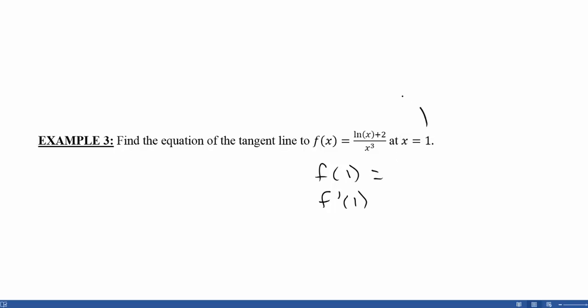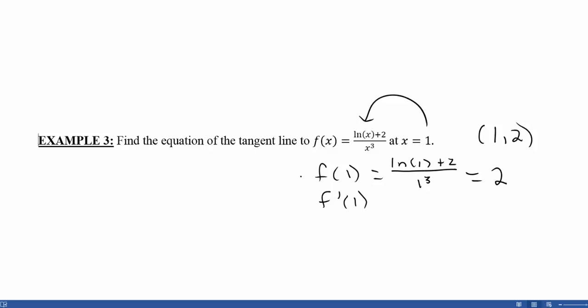f of 1 means I'm going to plug 1 into the original function. So that means I'm going to have the natural log of 1 plus 2 all divided by 1 cubed. Now the natural log of 1 is going to give me 0. 0 plus 2 is 2, divided by 1 gives me a value of 2. So the point where my tangent line is going to touch is the point (1, 2).